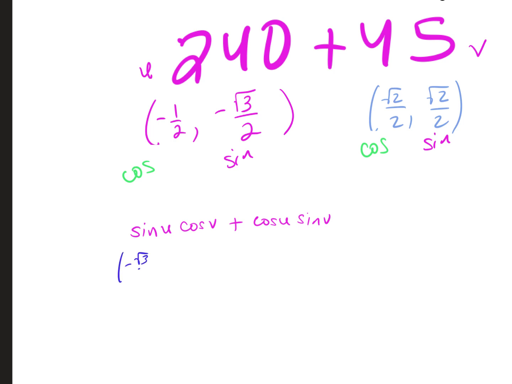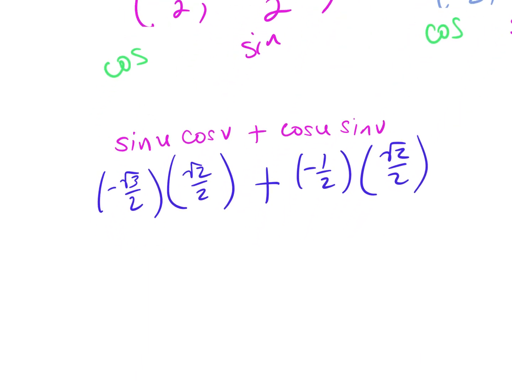Negative square root of 3 over 2. What is the cosine of V? Square root of 2 over 2. Good. Plus, what is the cosine of U? Negative 1/2. And what is the sine of V? Perfect. And now we simplify.